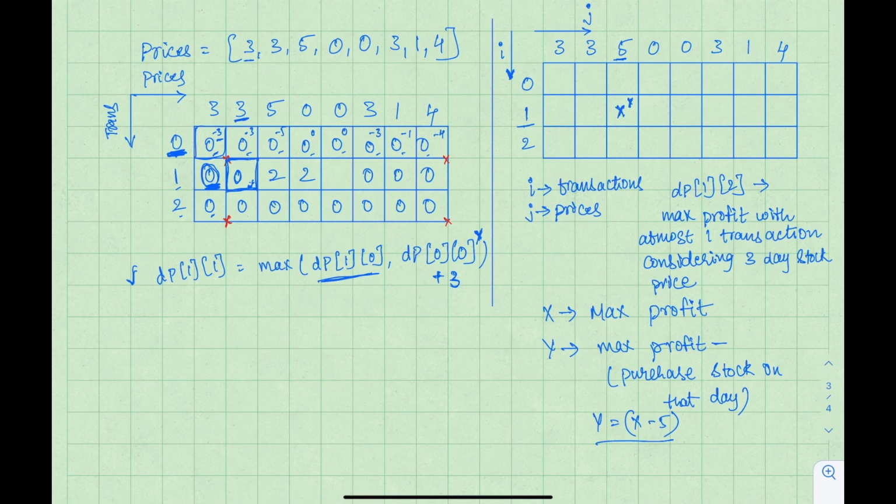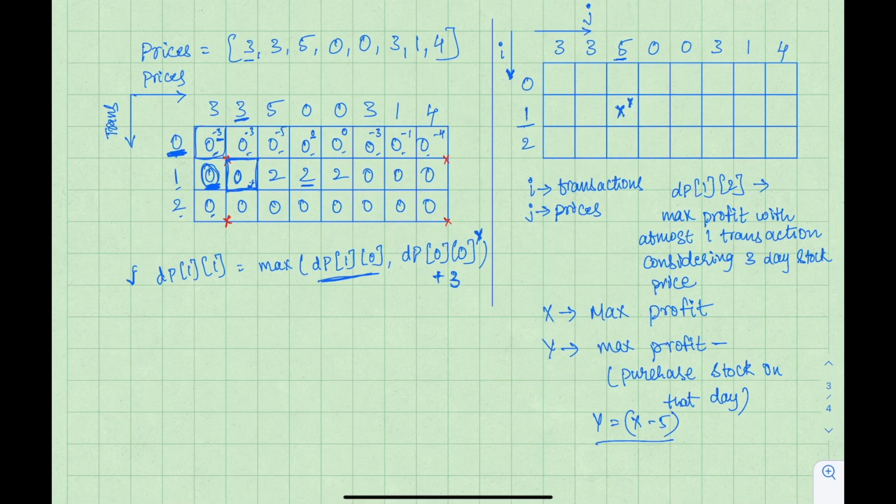So it is going to be the max of 2, or you should always consider the max y element till here. So it is minus 3, minus 3, minus 5, 0. So it is 0. I have a stock at hand and I'm going to sell it at 0. So I don't get any profit. So you are going to consider the previous element. Here it is going to be 2.